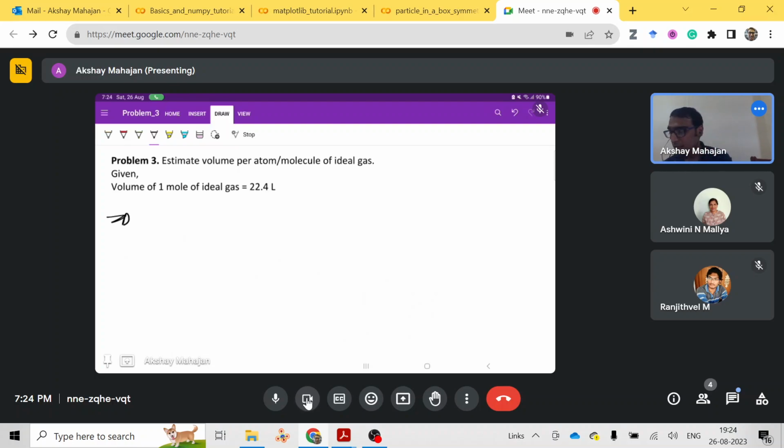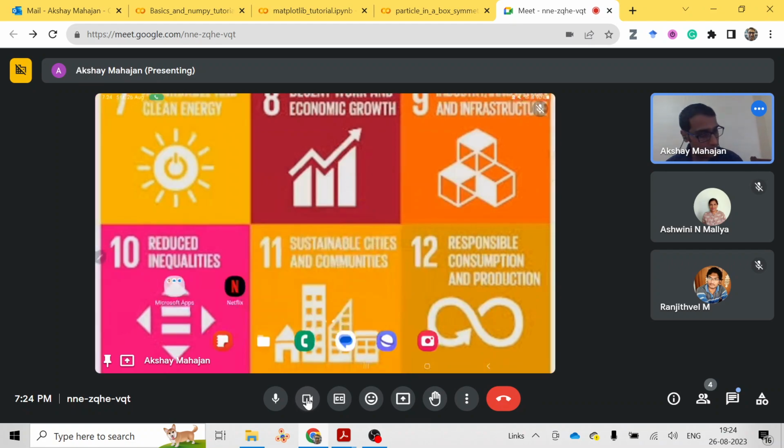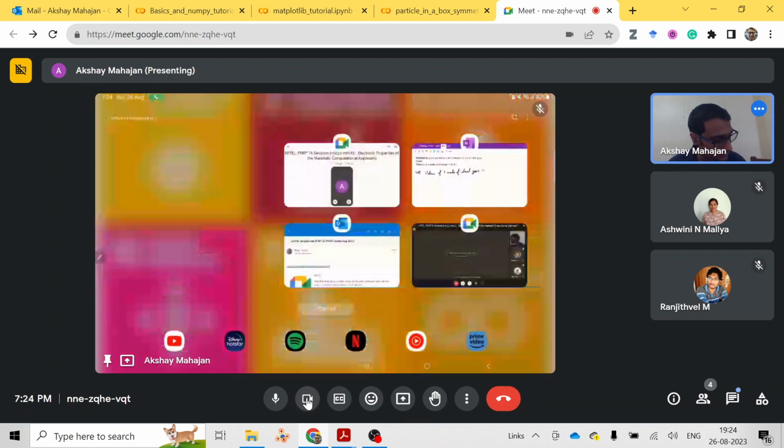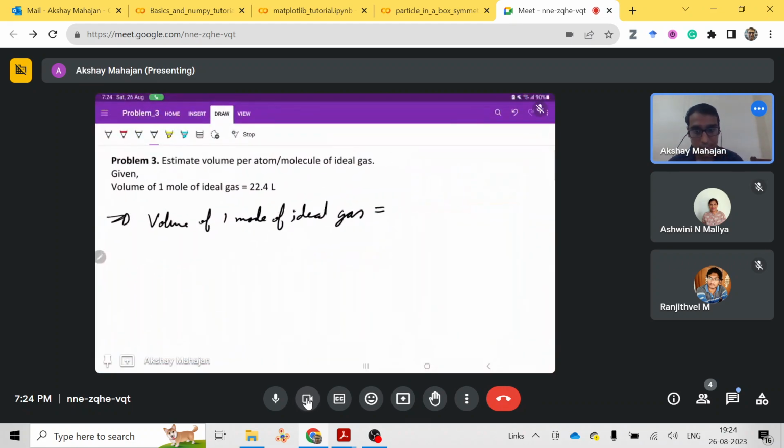So we are given that the volume of 1 mole of ideal gas is 22.4 liter. So what does it mean? The volume of 1 mole of ideal gas is already given to us, which is equal to 22.4 liter, which in centimeter cube is 22.4 times 10 to the power 3 centimeter cube.